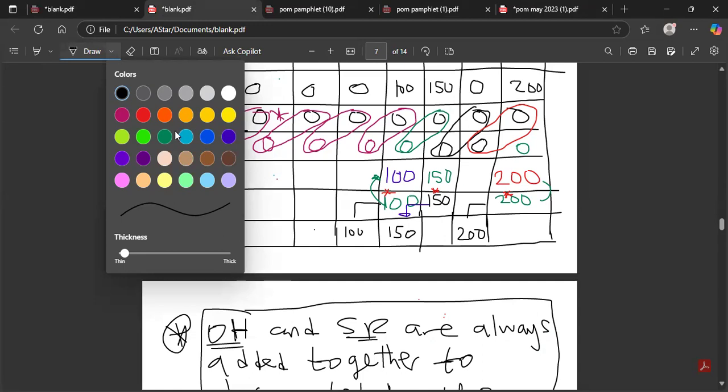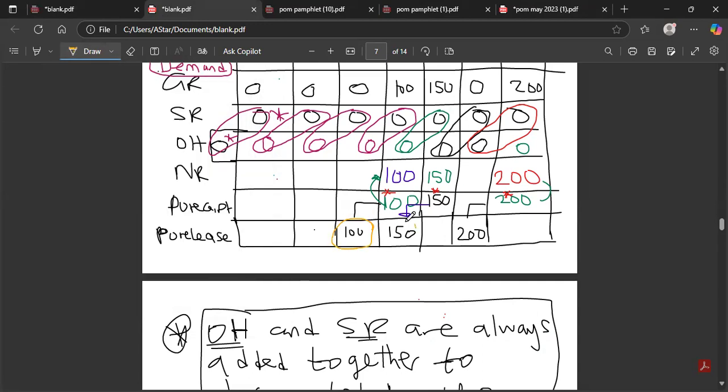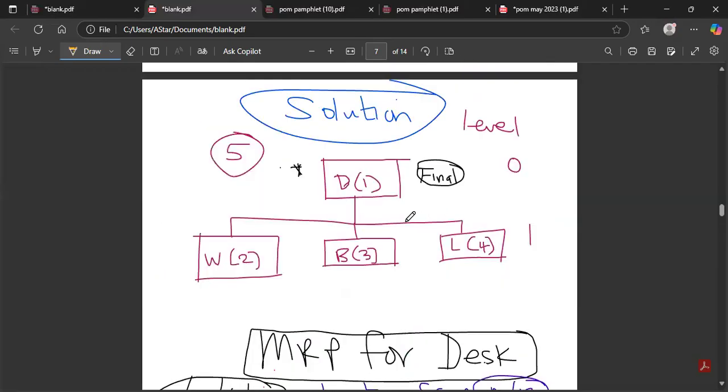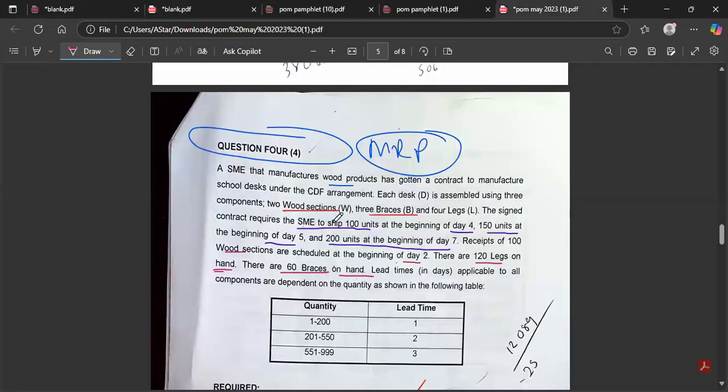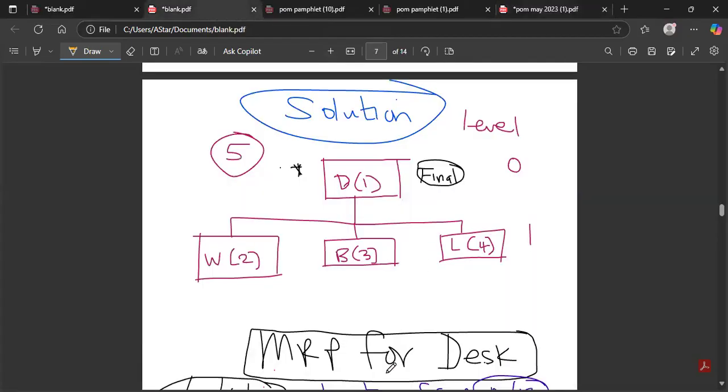Yes. Okay, thank you very much if you have understood. So you have this one here, and this one here. So we can now prepare MRP for W. What is W? Who can tell me? W is representing what? W is representing wood. So we have done MRP for the desk.